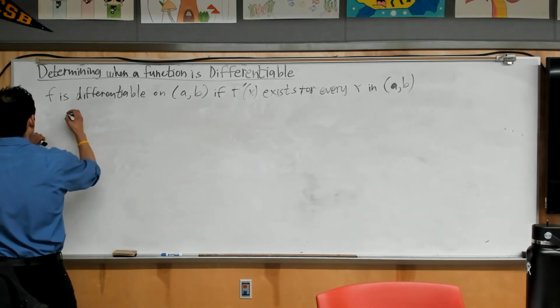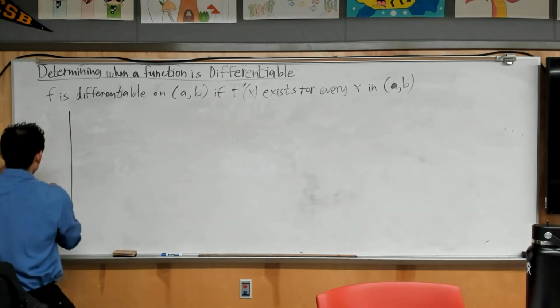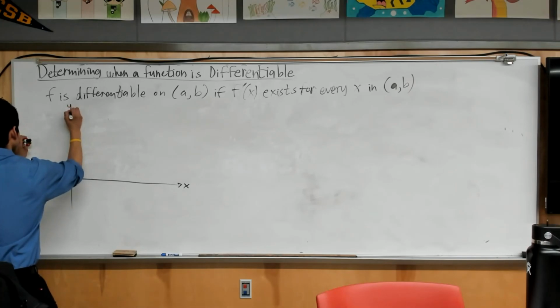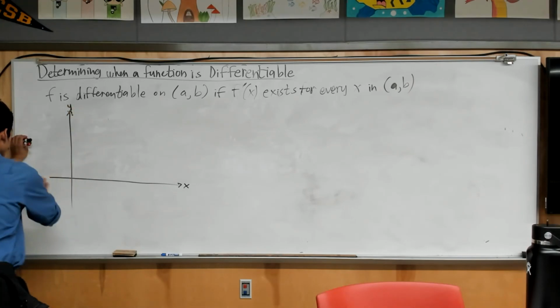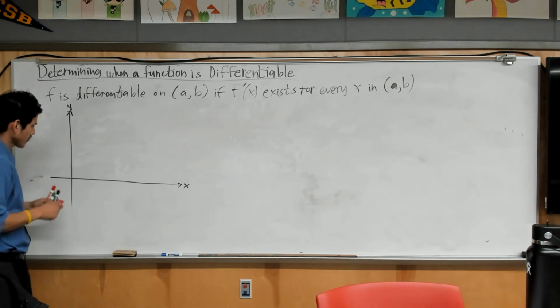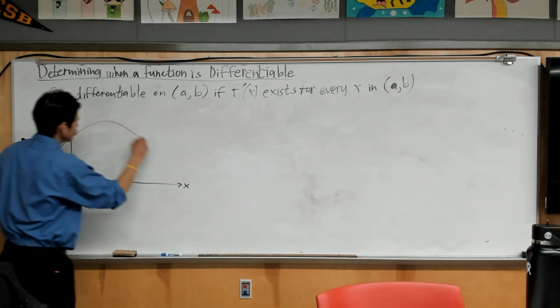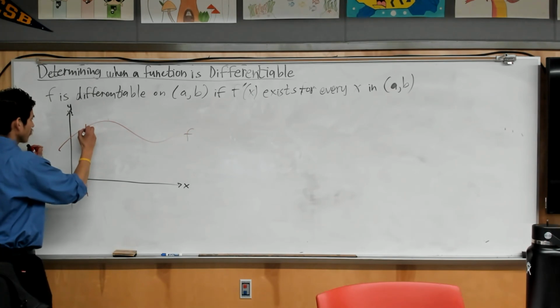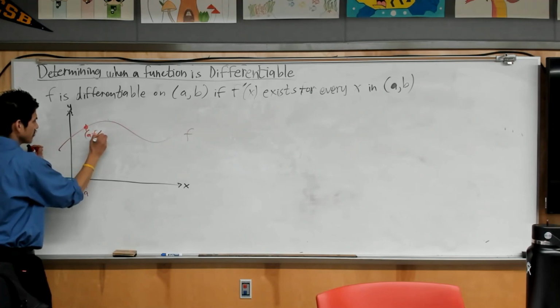So essentially, you want to see if the derivatives from both sides of a point are the same. So let's actually make a graph. Let's say you have, down low on this plane, xy, a function from a to b. So we have the point (a, f(a)) over here.